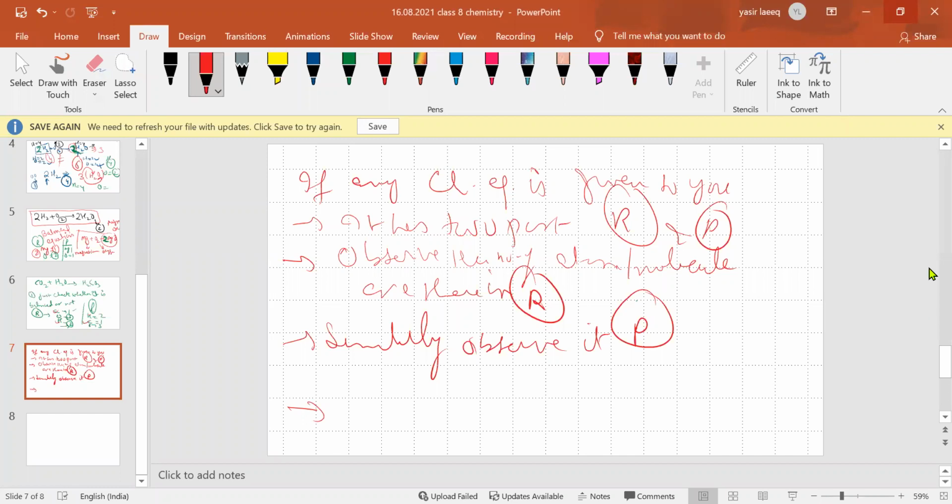The important thing, beta, is to just observe. Initially, you write the equation and put the reactants, their elements, and the number of atoms taking part in the reaction, the whole element.